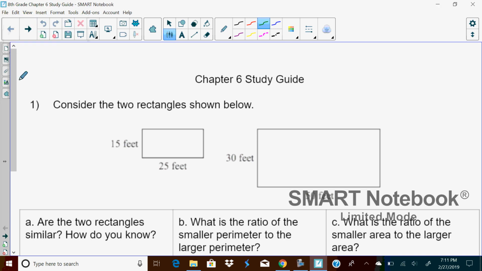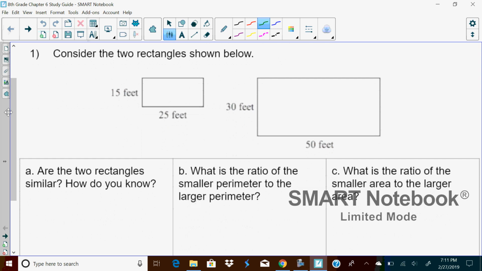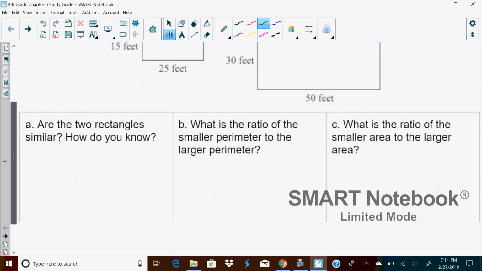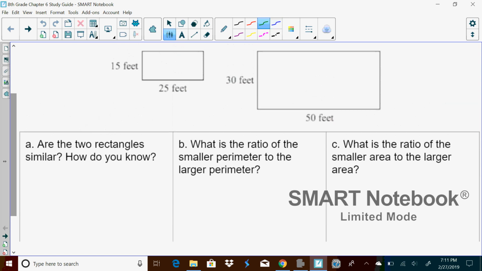So here are the answers to the Chapter 6 study guide. The first question says, consider the two rectangles shown below. One is 15 by 25, the other is 30 by 50. Part A says, are the two rectangles similar? How do you know? The correct answer is yes, they have a scale factor of 2.